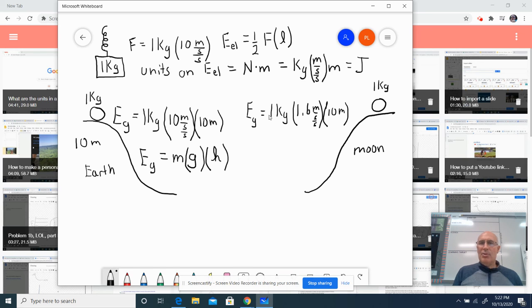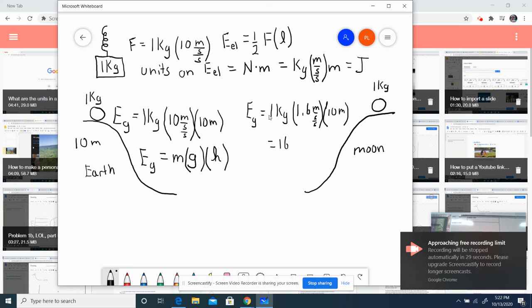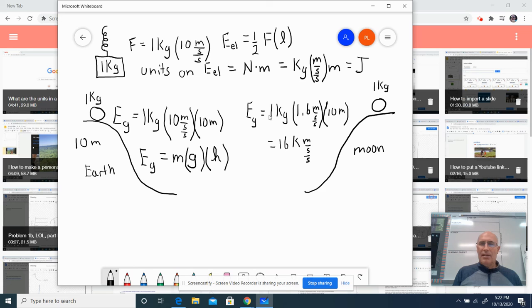So the rock on the moon, if we multiply that out, it's only going to have an energy of 16 kilogram meters per second times meters, okay? Which is 16 joules or 16 newton meters. Those are all the same thing, all right? So keep that formula in mind.